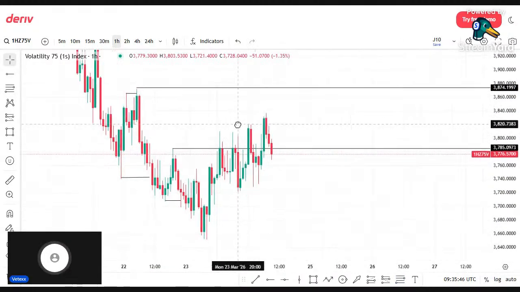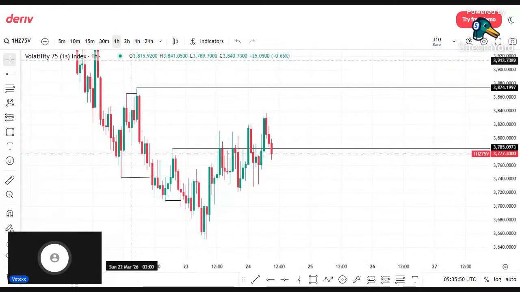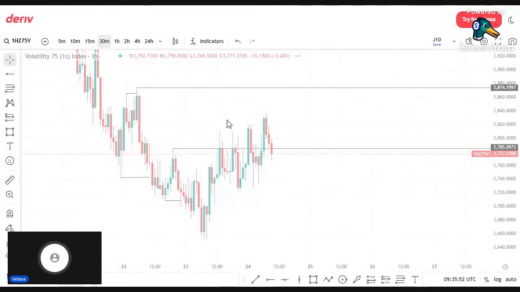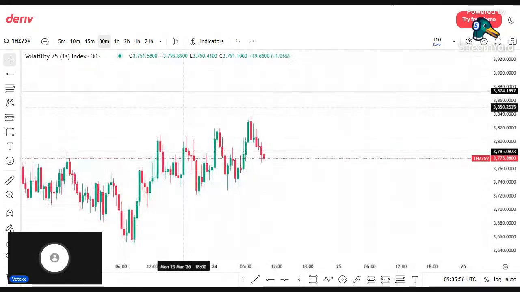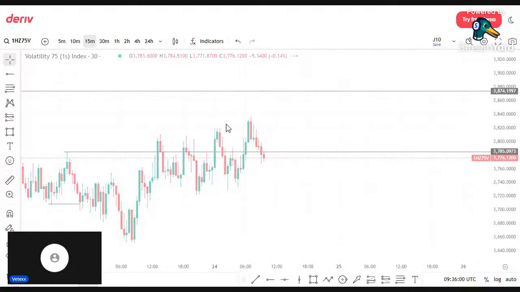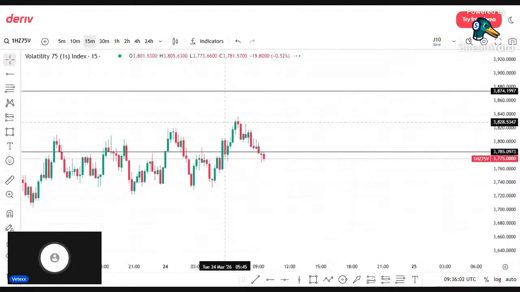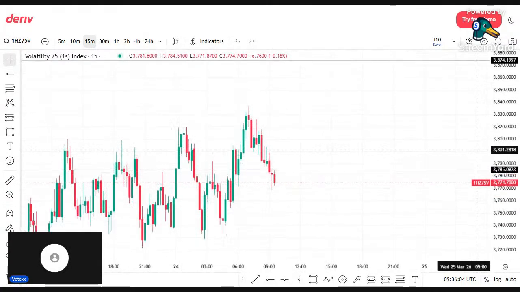So now let's go to the 1-hour time frame to see if we have a continuation setup. So clearly, let's go to the 30 minutes time frame. Since this is the 1-hour structure, we check if we can see any continuation structure at this zone. We don't see anything. There is nothing showing currently on this time frame.